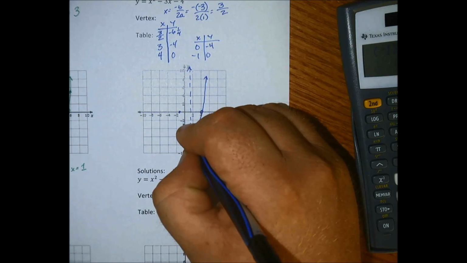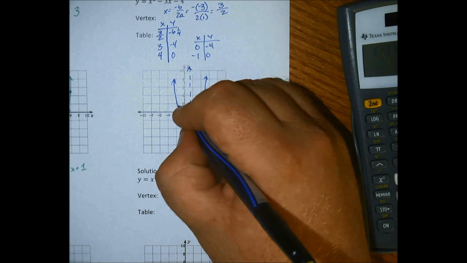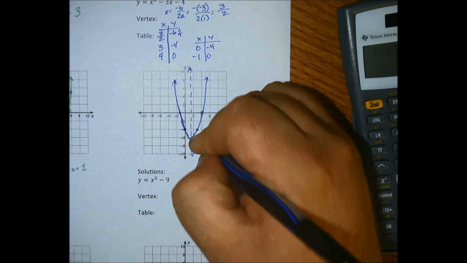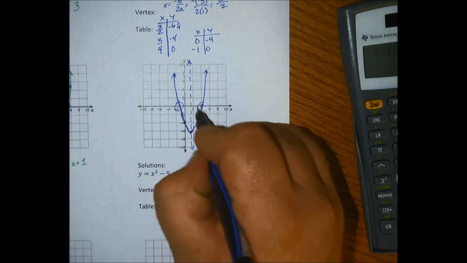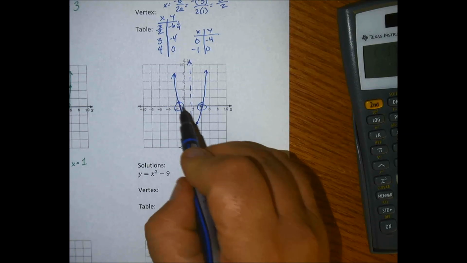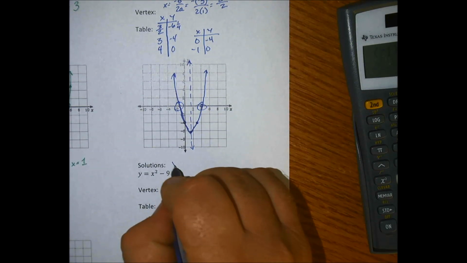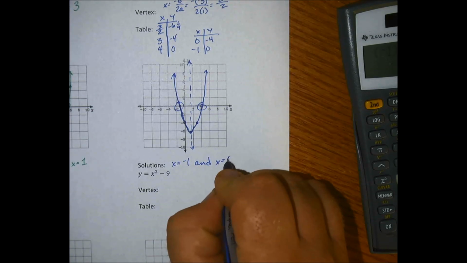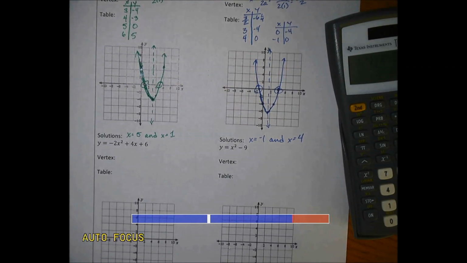And we just do our best on the graph. And apart from it being kind of shaky, doesn't look too bad. All right. But the idea here is that we have our answers there and there. That one's -1. That one is 4. So solutions, x equals -1 and x equals 4. So what I want you to do right now is go ahead and pause the video and try the last two. Okay, pause it and go.